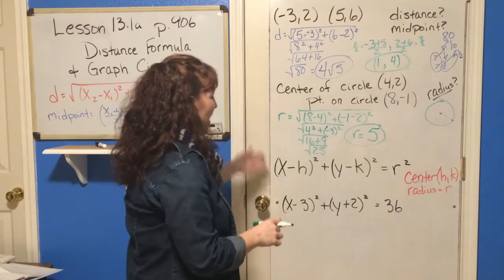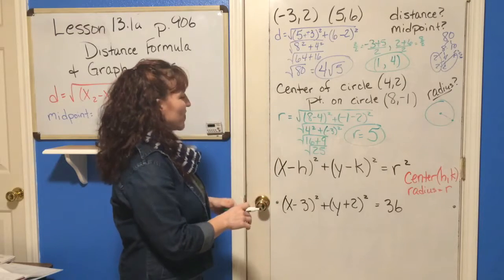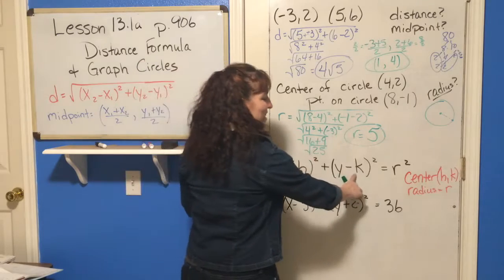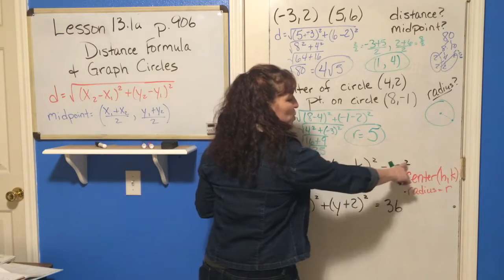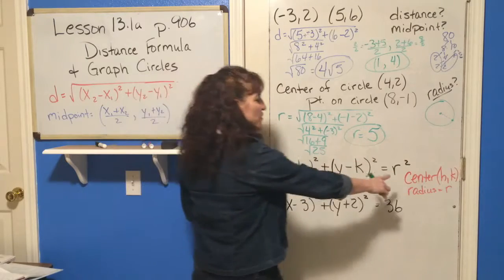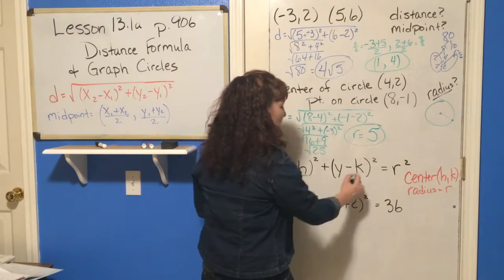All right? Here is the formula for the circle. You're going to want this in your notes. (x - h) quantity squared plus (y - k) quantity squared equals the radius squared. If you have this formula, the center of your circle is this (h, k).